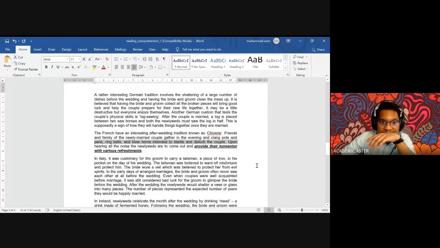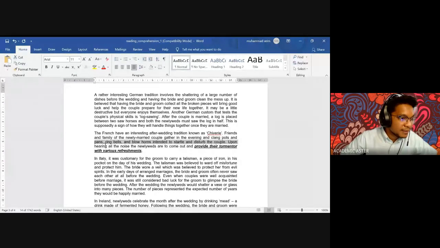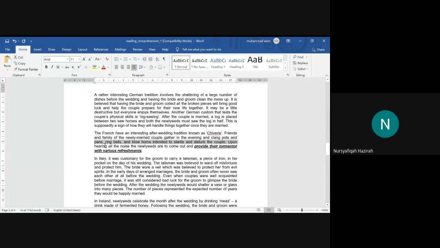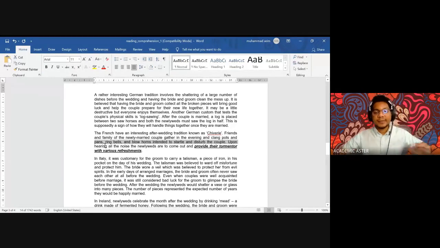Alright. Okay, thank you Haziq and Azrin. So just now, okay. The third paragraph, a very short one. So I think you should volunteer to read since this is a very short paragraph. Any volunteers for this very, very, very short paragraph? Nur Shafika Hazira? Yes, sir. All right. Can you read the third paragraph? Yes.